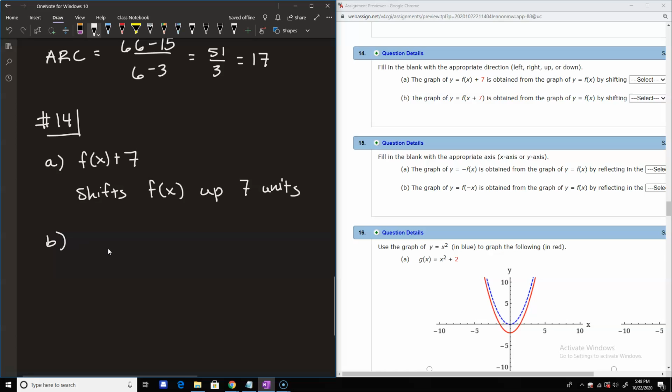And b, if you're doing f of x plus 7, that changes your y-intercept from 0. Normally, if you had f of x, the y-intercept would be 0. So now to get a 0 inside the parentheses, you would need -7. -7 plus 7 would be f of 0. So your new y-intercept is at -7, so that would shift f left 7 units. So this shifts f of x left 7 units.